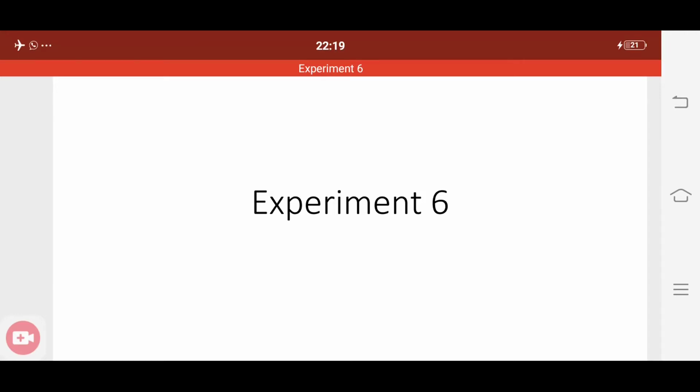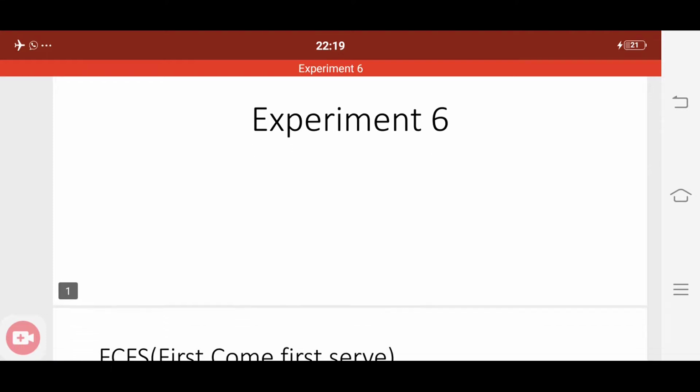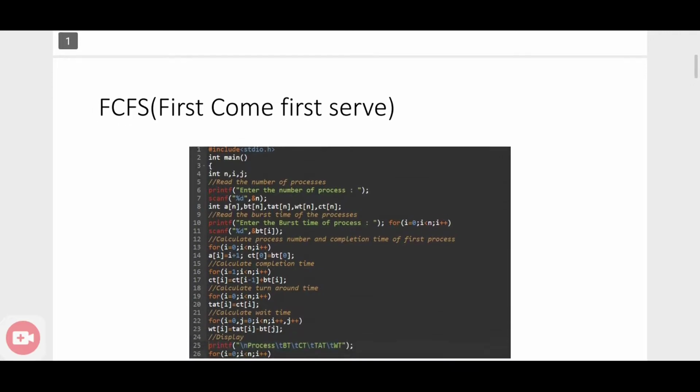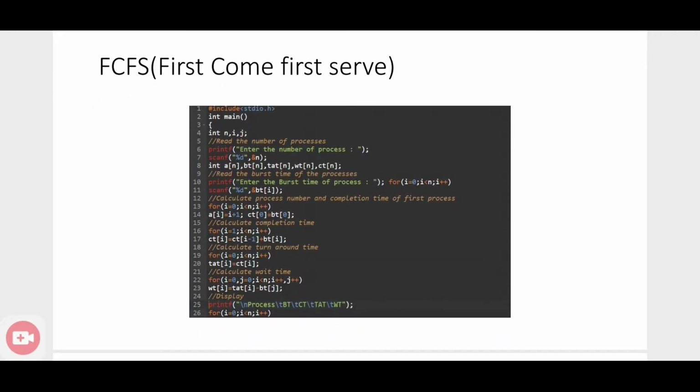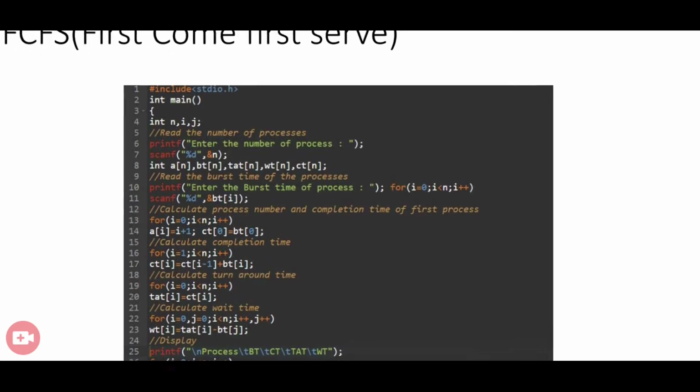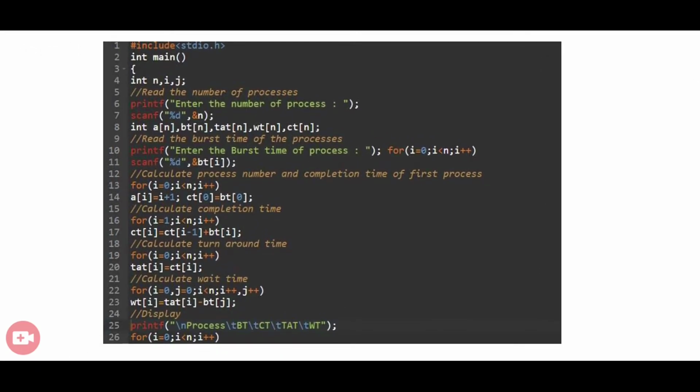Good morning, dear students. Today we will discuss the next experiment, that is experiment number 6, CPU scheduling. Based on your syllabus, you have to study 4 CPU scheduling algorithms. First one, FCFS, that is first come first serve. Then SJF, shortest job first, round robin algorithm, as well as priority algorithm. Okay, so first one, FCFS, that is first come first serve.